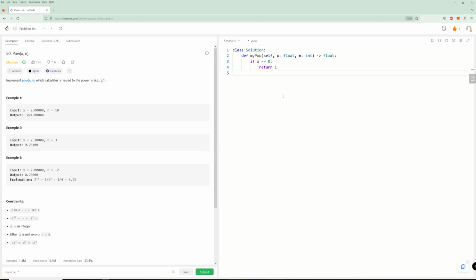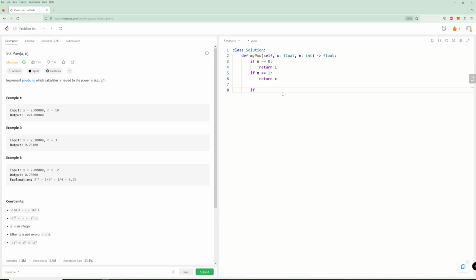That's pretty straightforward because anything to the 0 equals 1. If x equals 1, we can return the... in this case, n is the exponent. So if n is the exponent, then we need to return x because x is the base here.